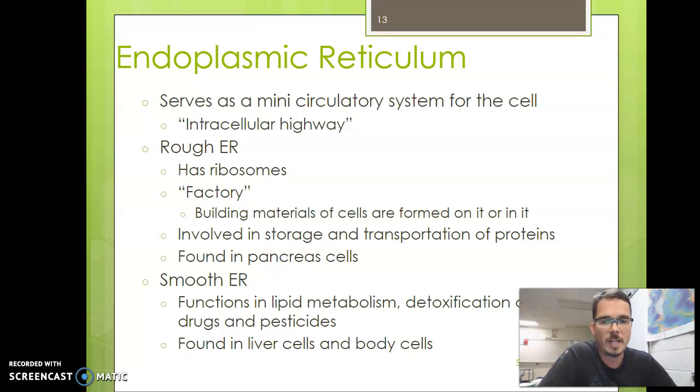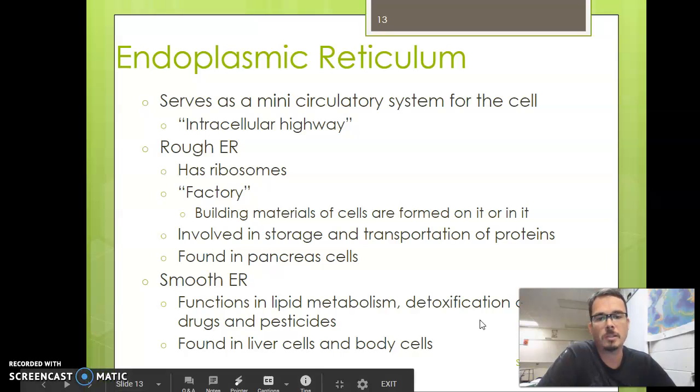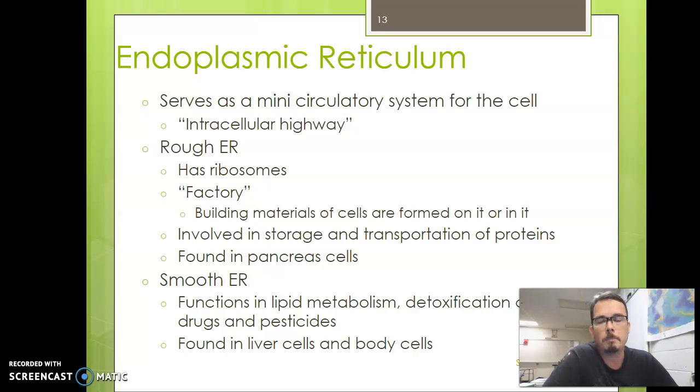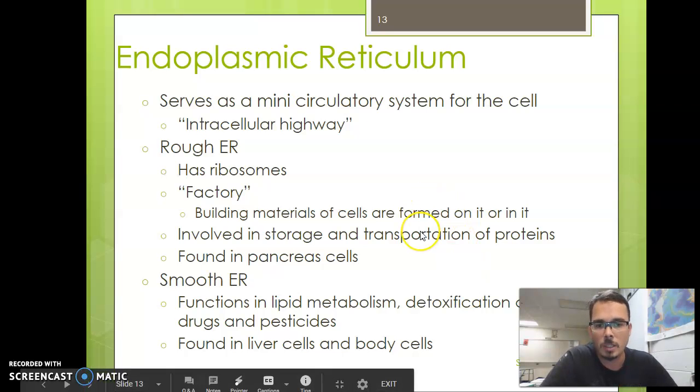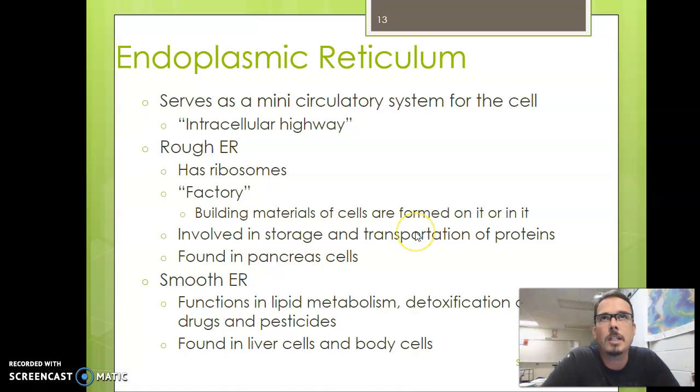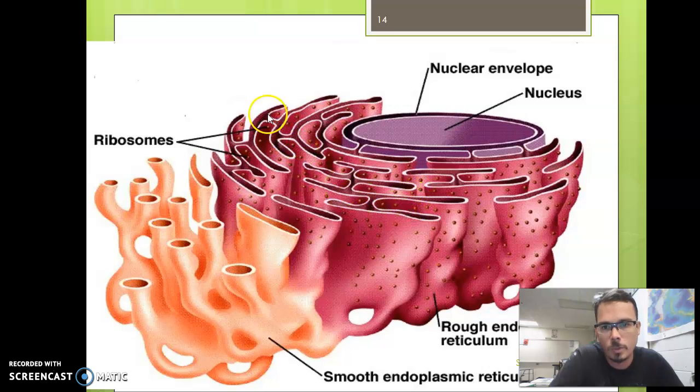this is the site or the factory. This is where building materials, which are known as proteins, are made. You have micro proteins and macro proteins, and all the proteins in the body are made in the ribosomes. They're directed by DNA, and they are manufactured in ribosomes, and they are also sent into and out of the cell via the endoplasmic reticulum.